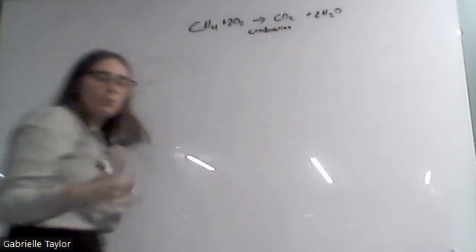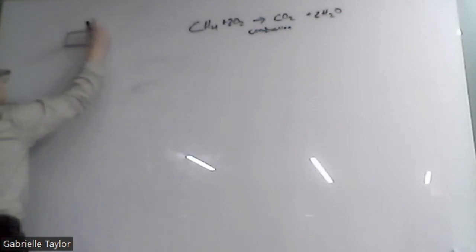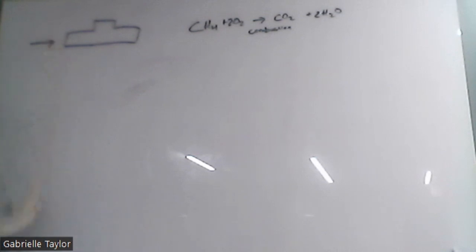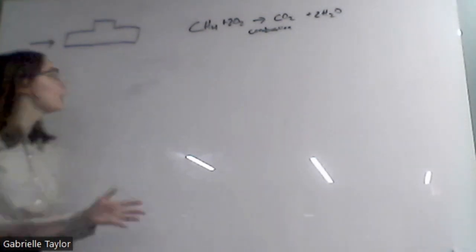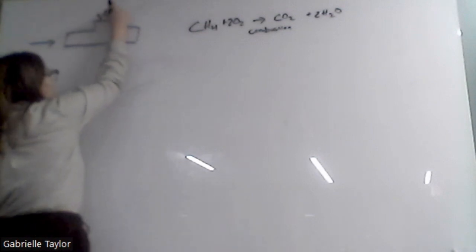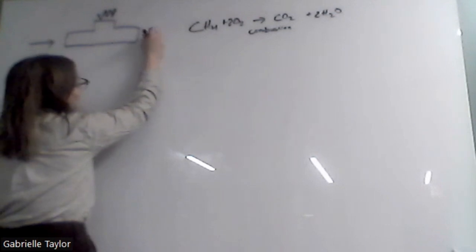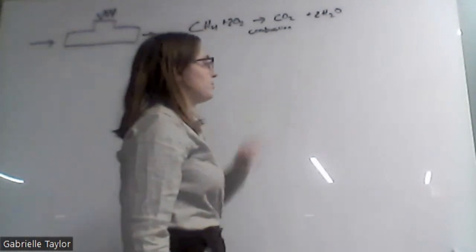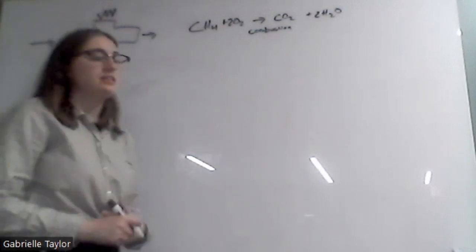So let's just draw what is happening. First, we have our methane coming into this, and then we have a flame, which is a burner, also a combustion reaction. And what's coming out is going to be our CO2. So this is the inlet and the outlet.